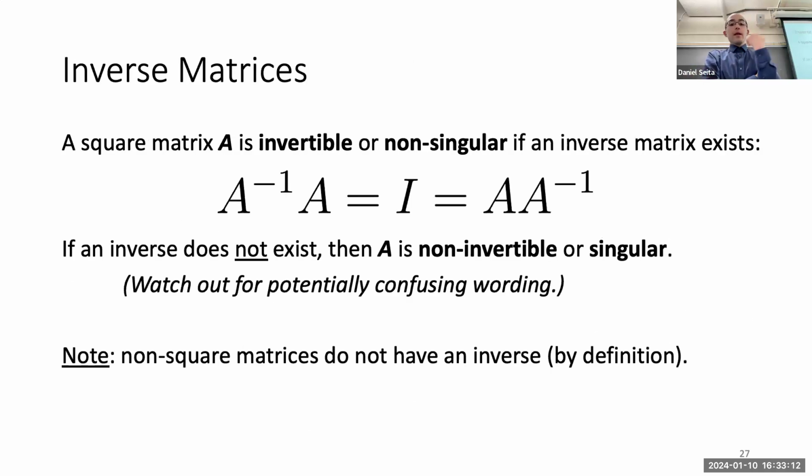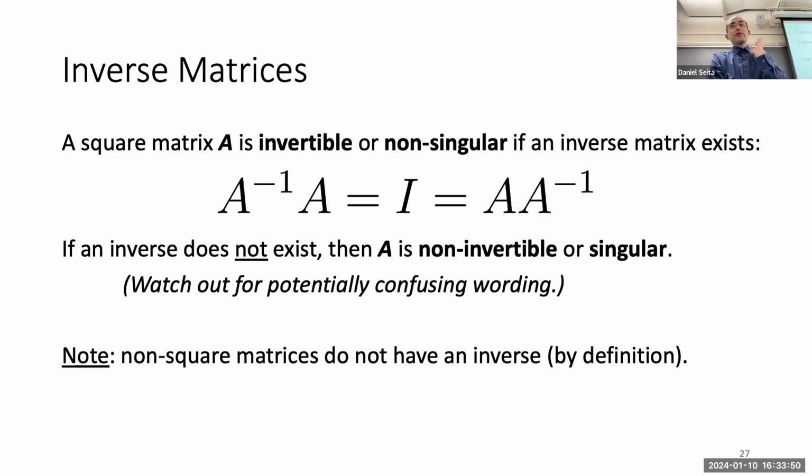All right, inverse matrices. So if we have a square matrix A, then it's invertible or non-singular if an inverse matrix exists. So we write that out as A to the power of -1. If the inverse doesn't exist, then it's non-invertible or singular. And you can write it out like A inverse multiplied by A is the same as the identity, which is the same as A times A inverse.